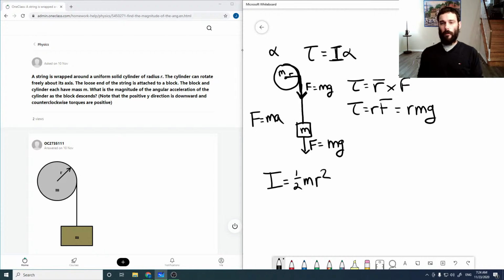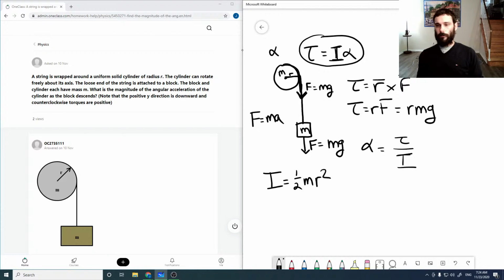And so now we have everything we need to solve for our alpha, because from this expression we have that alpha is our torque over our moment of inertia. So our alpha is rmg over 1/2 mr squared, canceling m's, canceling r, and moving this 2 up top, we have that alpha is 2g over r.